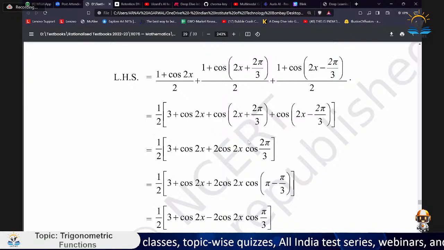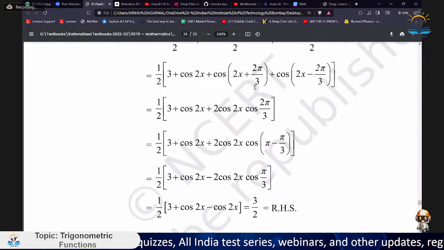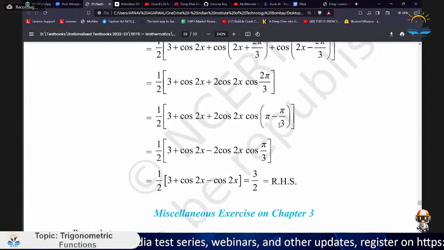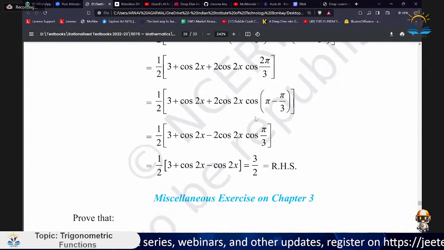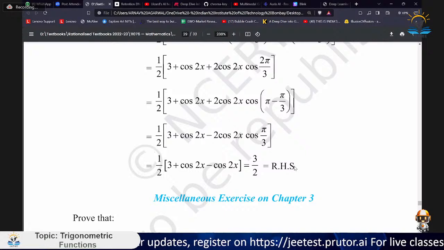So basically, when we factorize this, we get 2x cos 2 pi by 3. And we know what cos 2 pi by 3 is. We can find this by cos(pi minus pi by 3). It's pretty easy. And when you find it, you will see the magic. Cos 2x and cos 2x cancel. You're just left with 3 by 2, right? So that's what happens in such questions.